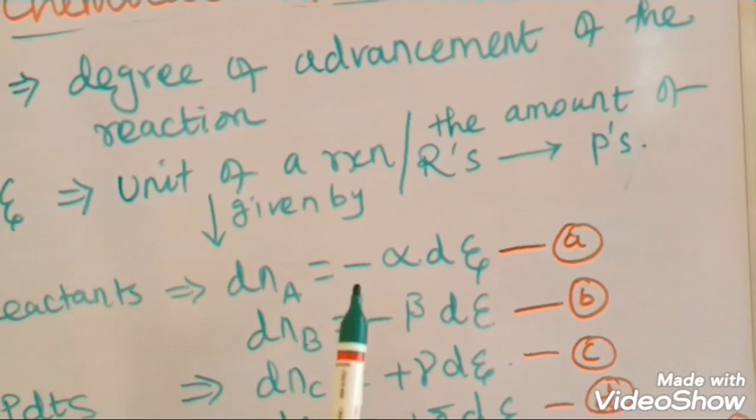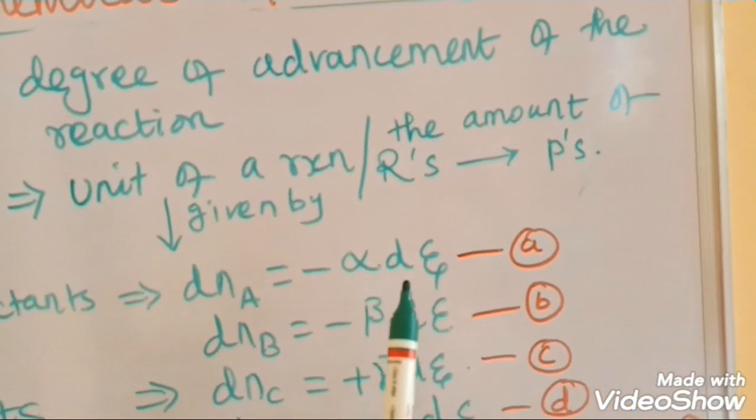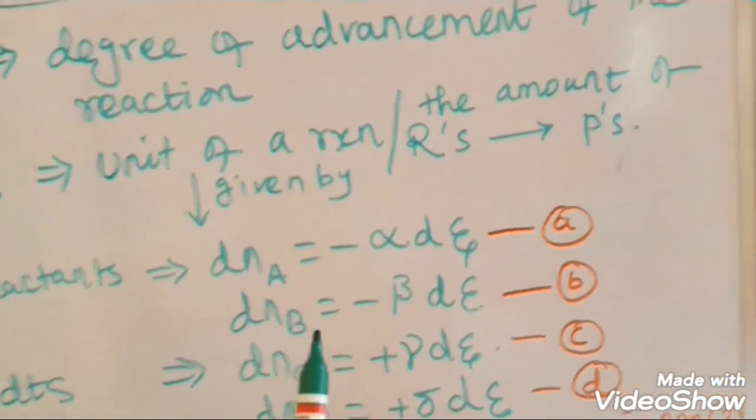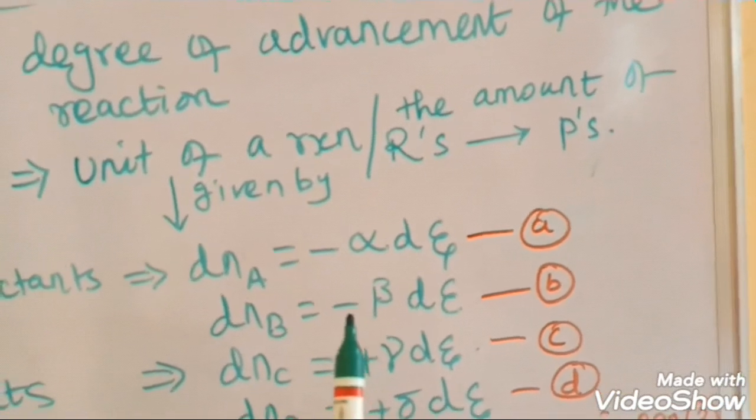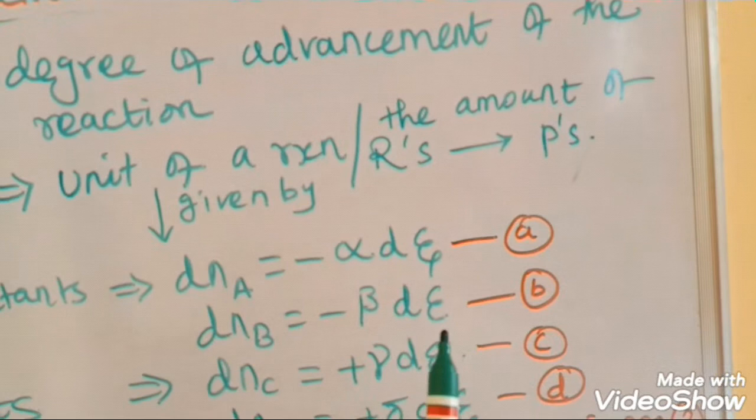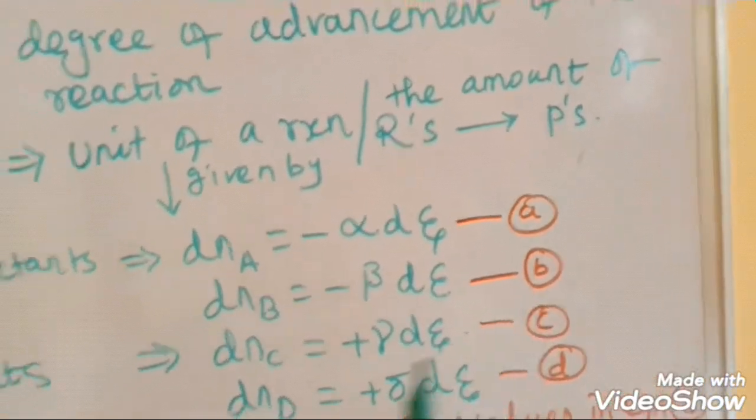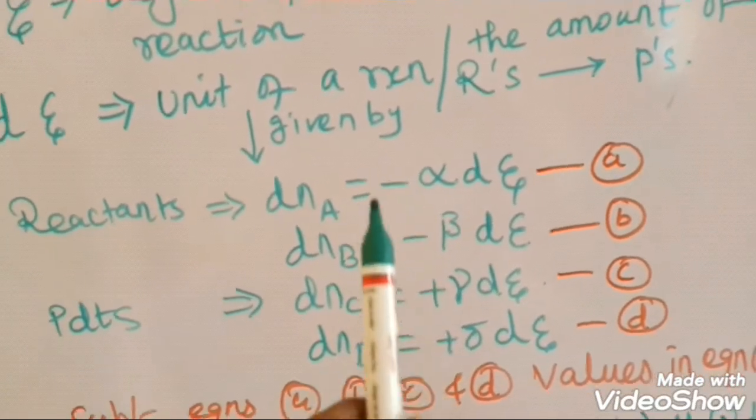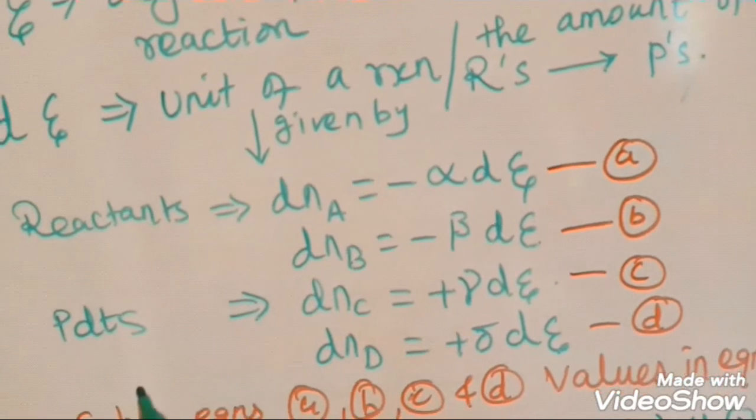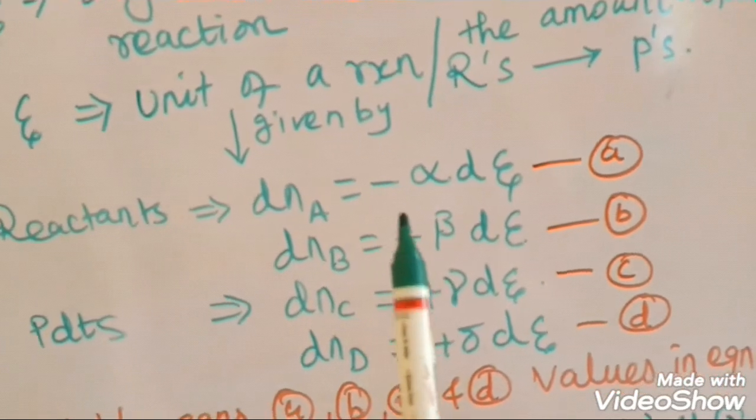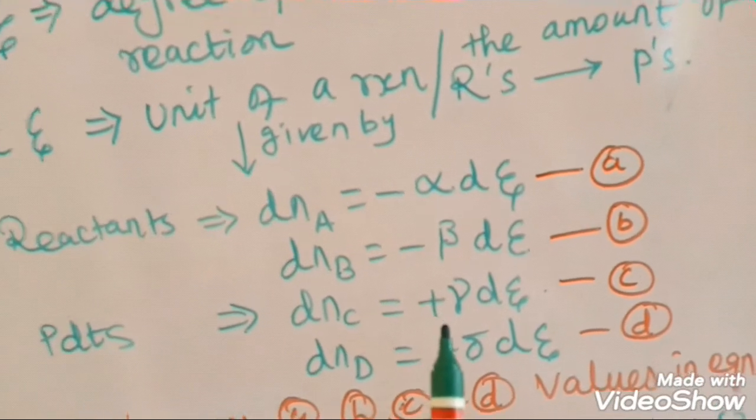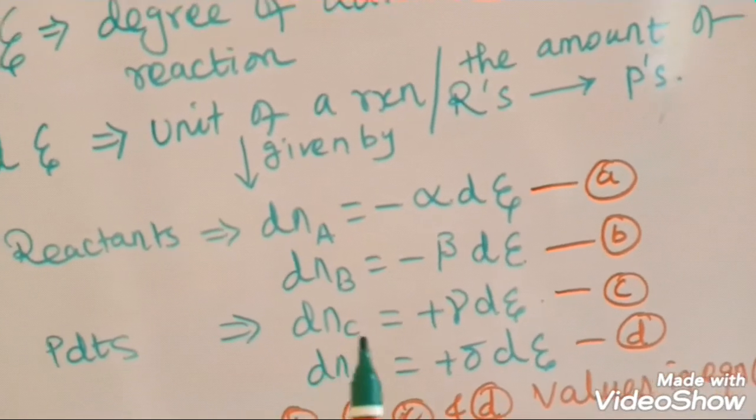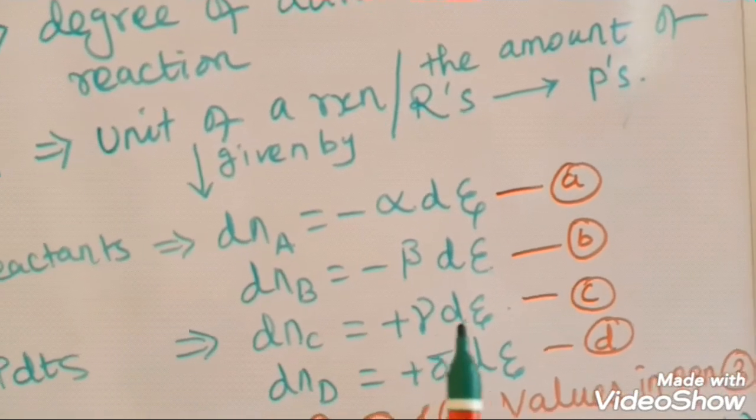That is, dNA is equal to minus alpha d epsilon. This is equation number A. After that, dNB is equal to minus beta d epsilon. This is equation B. After that, for products: the reactants change into product form, so for reactants we put the minus symbol. Products will be formed, so for products we put the plus symbol. So dNC is equal to plus gamma d epsilon.